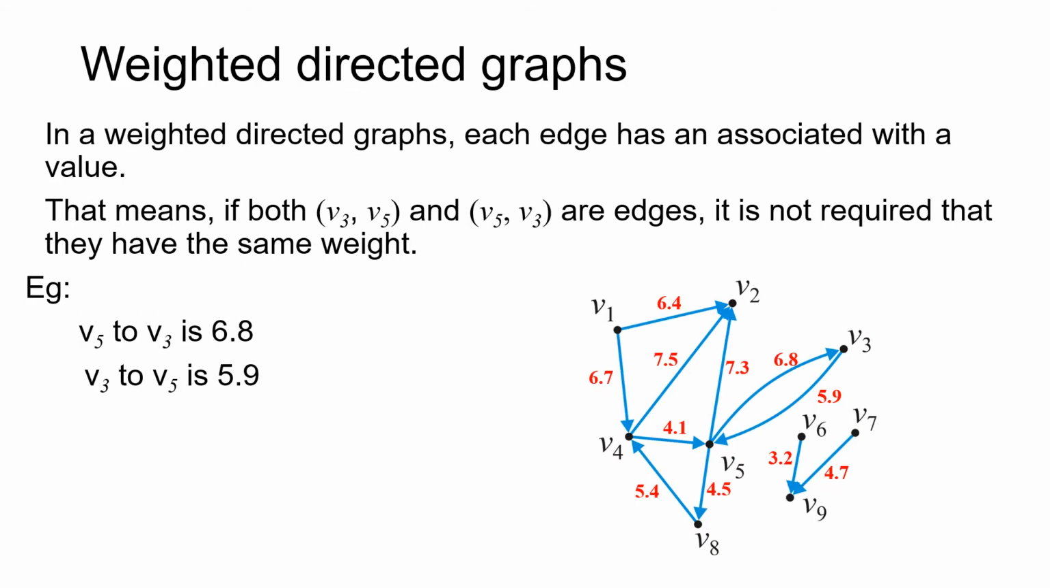In the case of a directed graph, each edge has an associated value. That means if V3, V5 and V5, V3 are the two edges, it is not required that both edges have the same weight. In this example, V5 to V3 is 6.8 while V3 to V5 is 5.9.